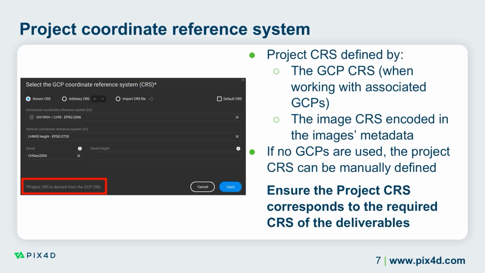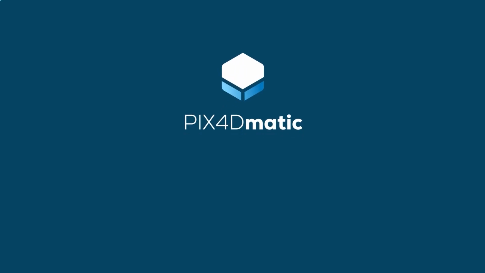When working with GCPs, the GCP CRS defines the project CRS. When no GCPs are included in the project, the project CRS is determined by the image CRS with the corresponding UTM zone by default. If you do not have GCPs for the project, you can modify the project CRS in the same way as you set the GCP CRS. It is important to ensure that the project coordinate reference system corresponds to the desired CRS of the deliverables. If you incorrectly set the project CRS, the geolocation of the deliverables will be incorrect, and the project may be shifted horizontally and/or vertically.